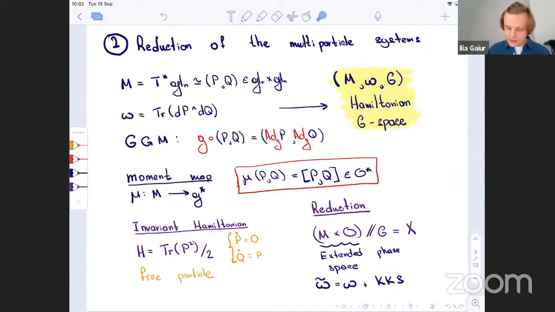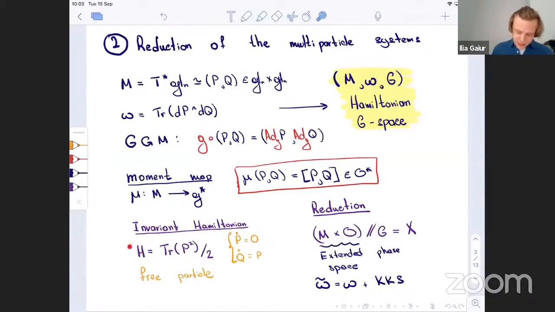We know that this space is a Hamiltonian G-space, and the moment map, which sends every point of our phase space to the coalgebra gl_N*, is just the commutator of P and Q. So it's in some coadjoint orbit of the Lie group action. Now, to derive some integrable system from this picture, we should take some invariant Hamiltonian. Then, since the Hamiltonian is invariant, the moment map is the constant of motion, and we can do a reduction.